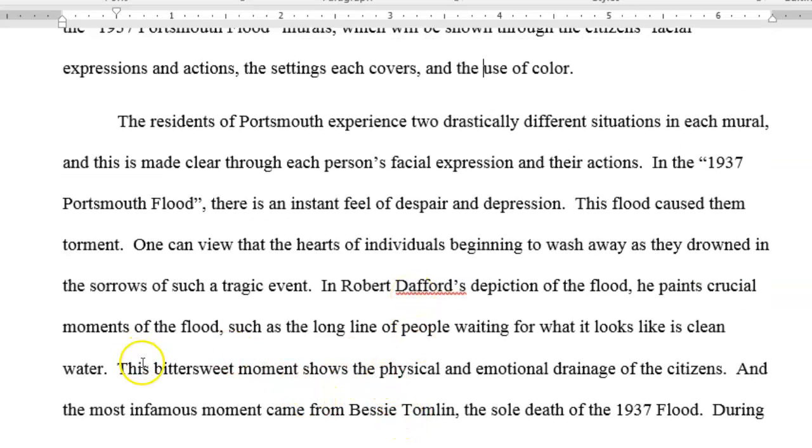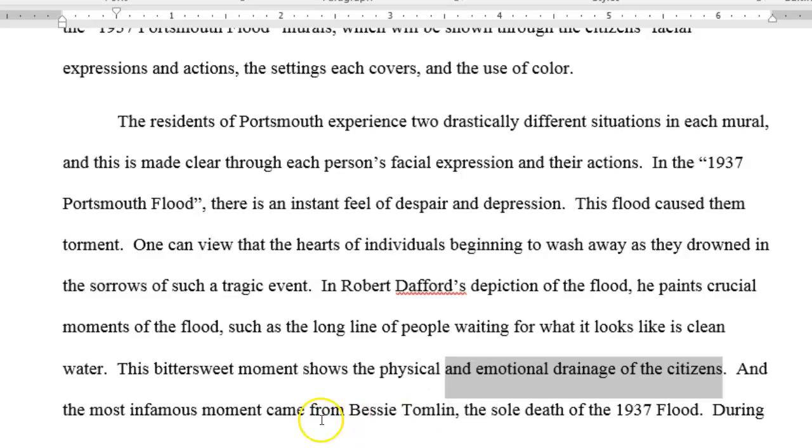Here is one place. Bittersweet Moment shows a physical and emotional drainage of the citizens. I think that is definitely a place where you could have gone in. Like, where did you see that emotional drainage? Like, it's definitely there. In the 1937 flood mural, you could definitely point to specific places, like when folks are lined up. You can definitely describe that drainage, that despair, that depression. I think you could totally do that.